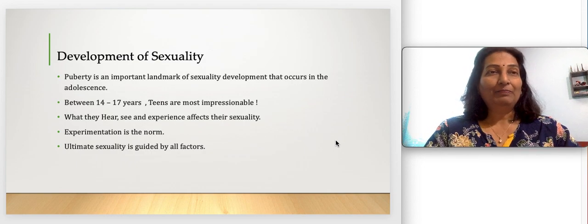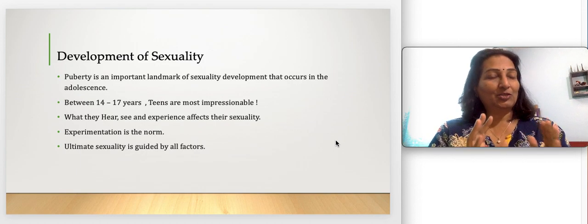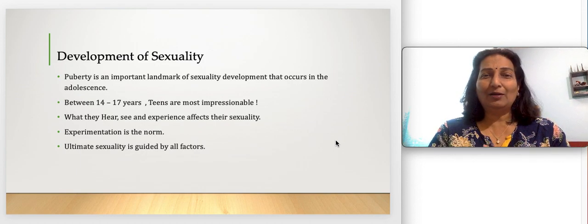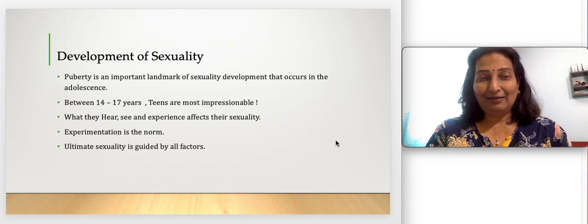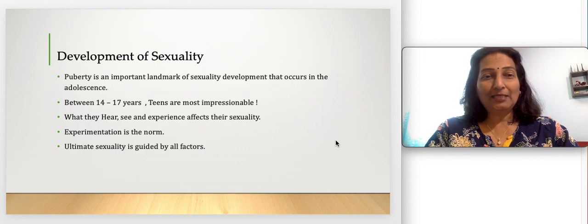You must have heard that with a 16-year-old daughter, you must be very careful. She can fall in love with anything, an ugly boy or even a donkey or anybody, so be careful. Same way for boys at 17, they can fall in love with anything, starting from any ugly lady, any ugly girl. So please be careful. This is not a myth. What they hear, see, and experience also affects their sexuality.